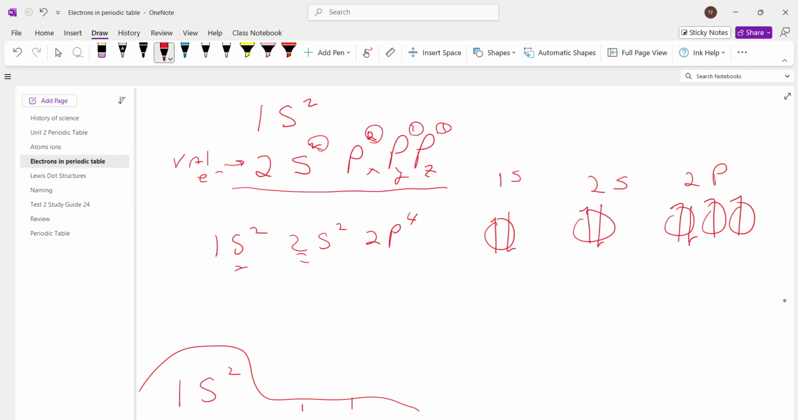Now, some books use squares. To me, circles are easier to draw. But they're the same thing, though. They're representing the suborbitals. And again, those p's lie along the XYZ axis. Okay, so on a test, let's do electronic configuration for oxygen. That's what I want. And you will be tested on that.